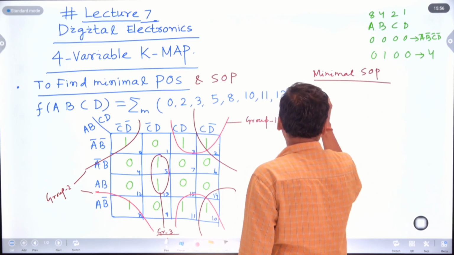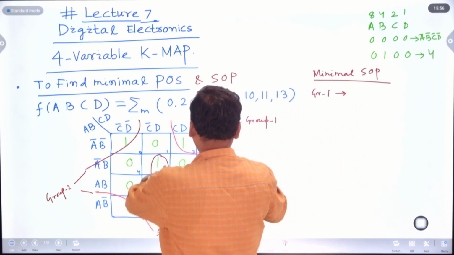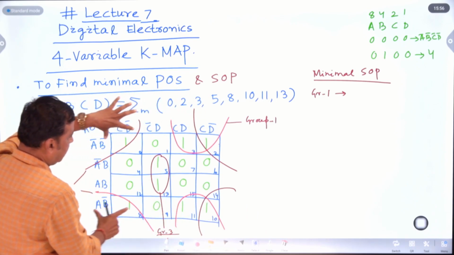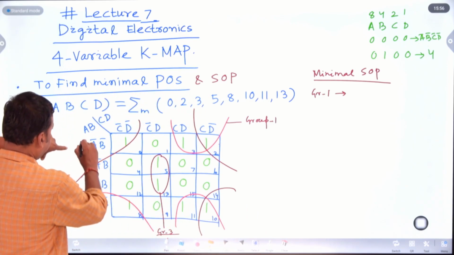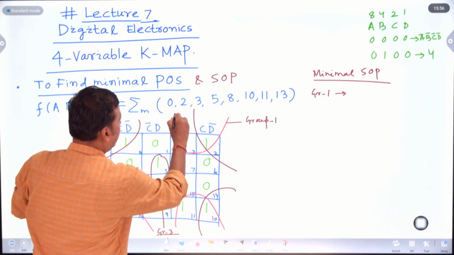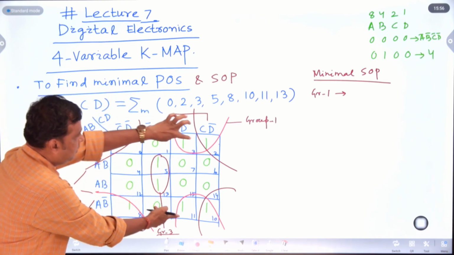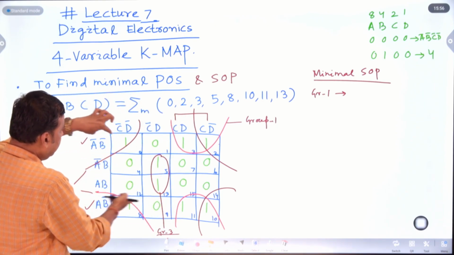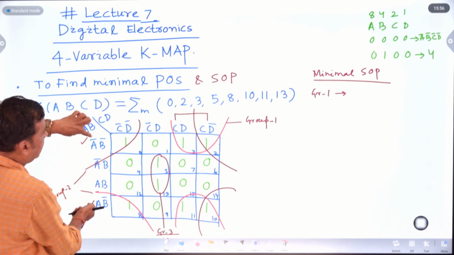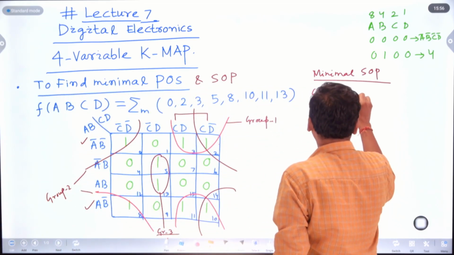This is nothing but from group 1. Group 1 means this 2, 1. Here, if you look like this, the common is this one, that is B bar, and this common is C. In group 1, you can see in row 1 column wise, the B bar is common here, and here the common is C. So in group 1, the result is B bar C.